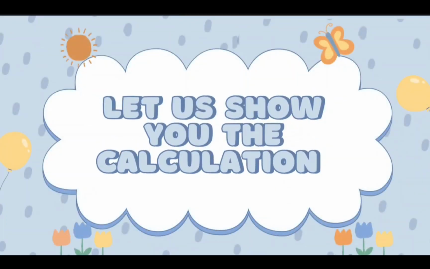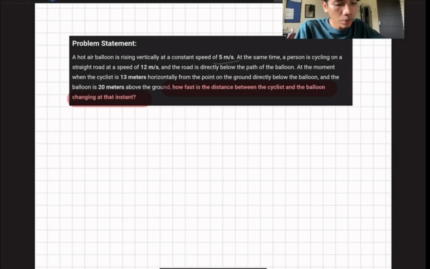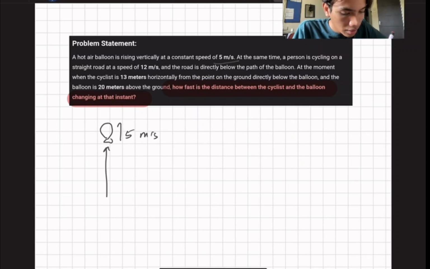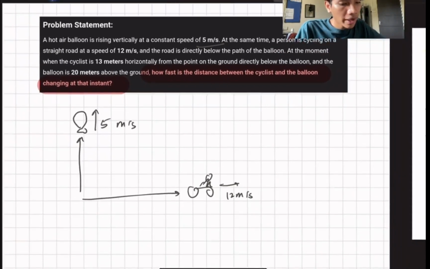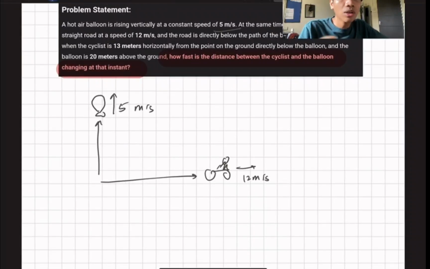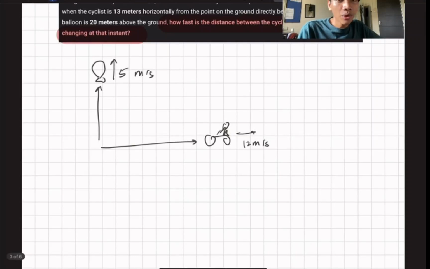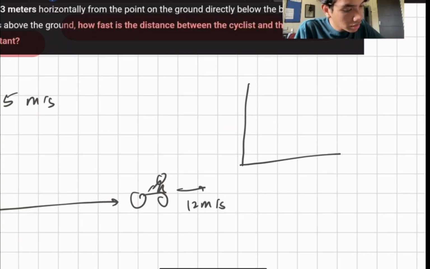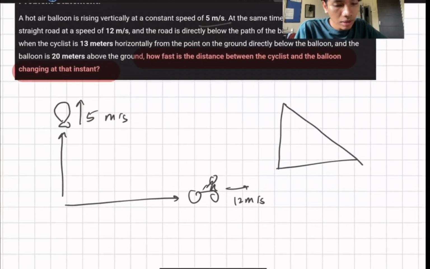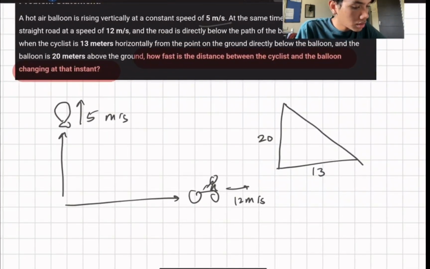Now let us show you the calculation. So we had a hot air balloon. So this is a balloon, 5 meters per second, and we have a cyclist, 12 meters per second. Alright, and the road is directly below, at the moment when the cyclist is 13 meters horizontally from that point directly below the balloon, and the balloon is 20 meters above the ground. So we need to draw a triangle to understand more of the question. Right, so here is the triangle. So this is 20 meters and this is 13 meters.